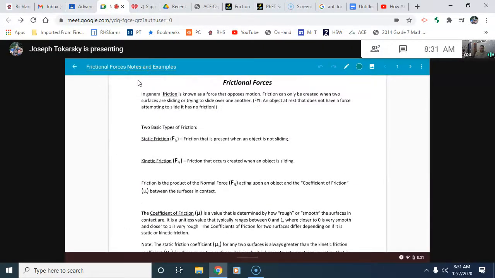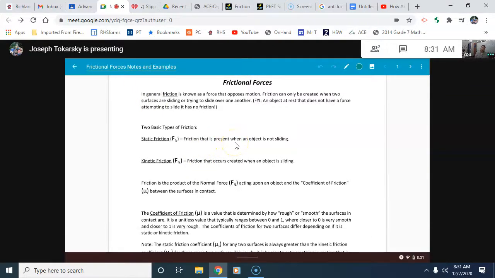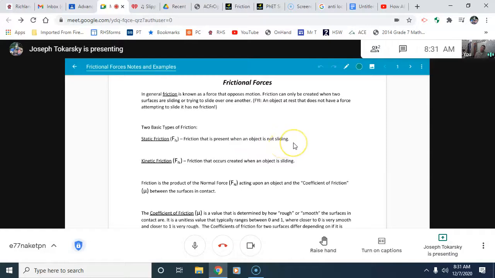Static friction, like I just said, is friction that is present when an object is not sliding, but trying to slide. All right? It has to be trying to slide. So if it's not sliding and friction is present, that means it's obviously trying to slide, then we call it static friction. Once it starts to slide, we call it kinetic friction.